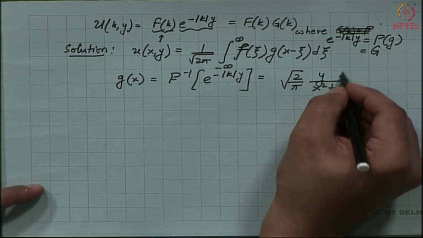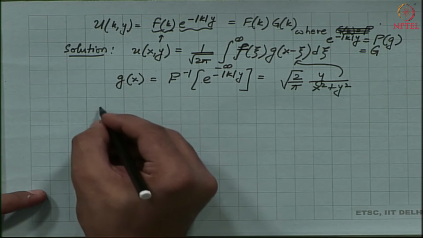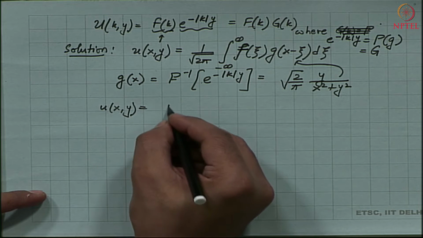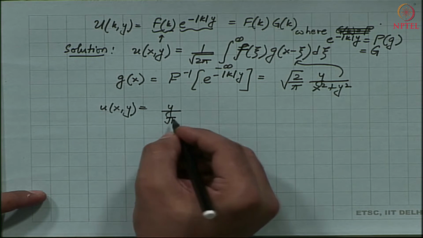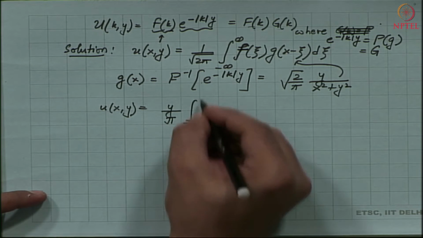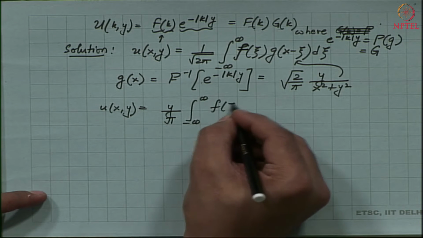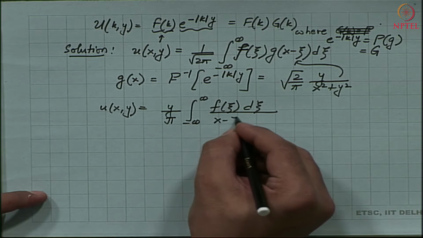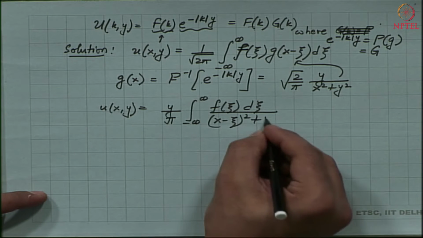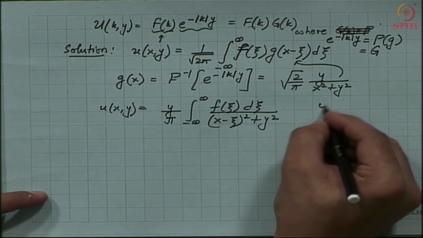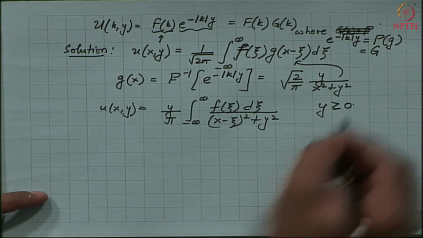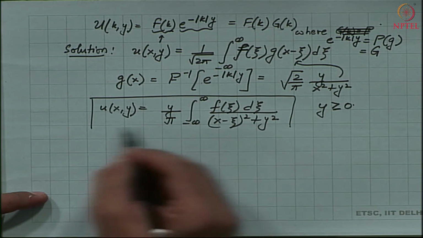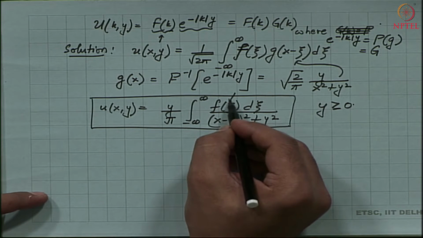So I am going to use this expression here to come to the solution. So u of x comma y is, after simplifying, y by pi integral minus infinity to infinity f of zeta d zeta divided by x minus zeta square plus y square, where I know that y is non-negative. So this is where the solution can be left, because we do not know what this function f is.